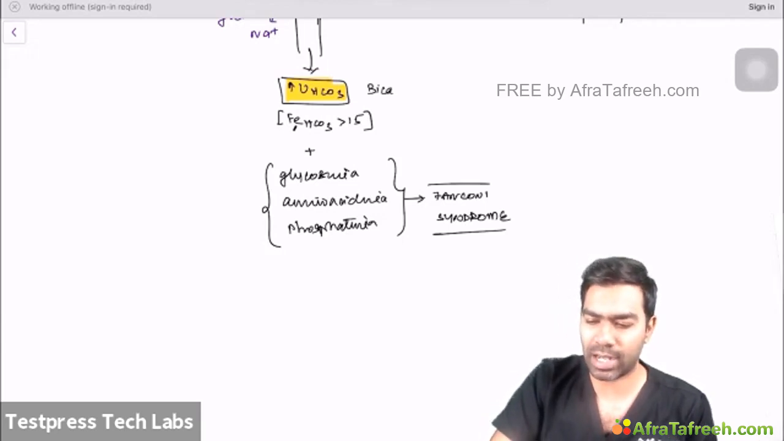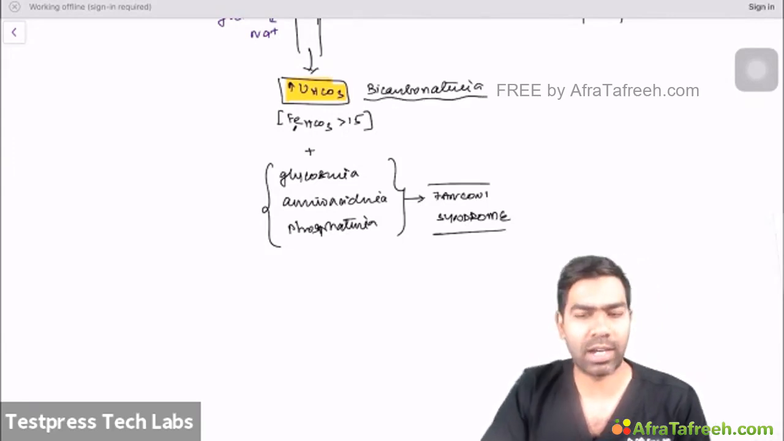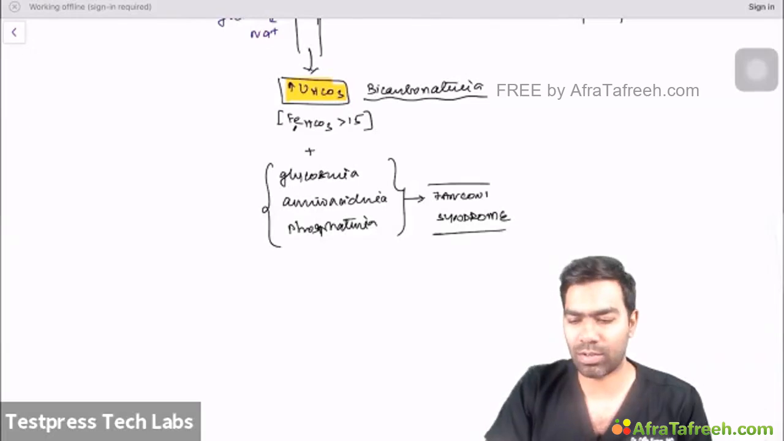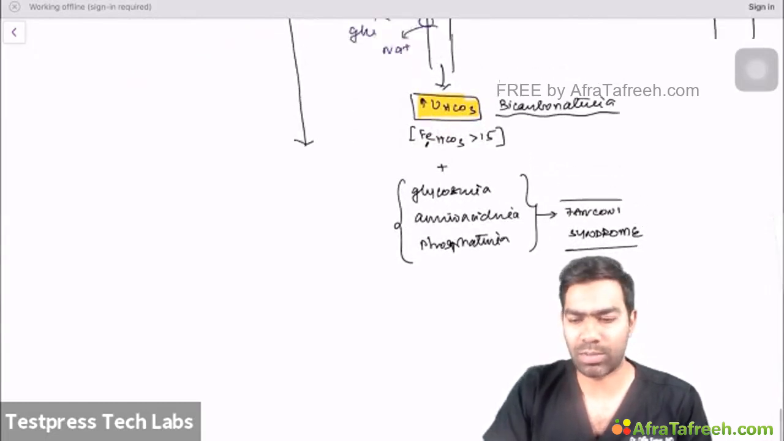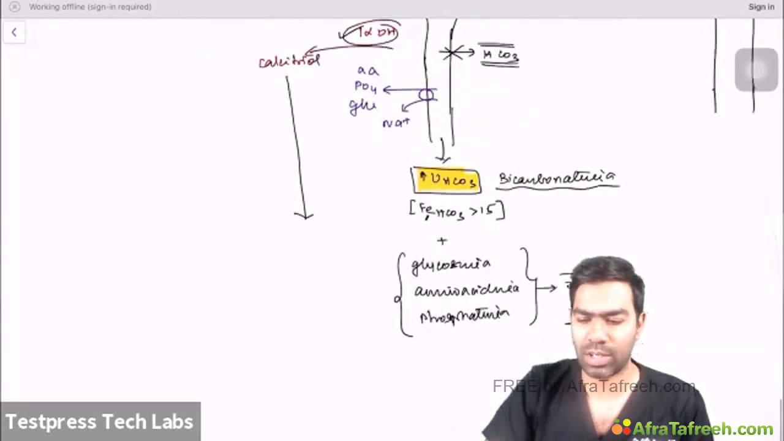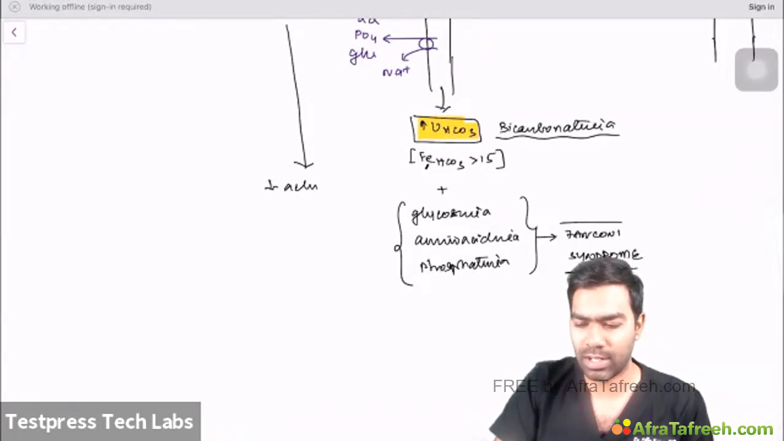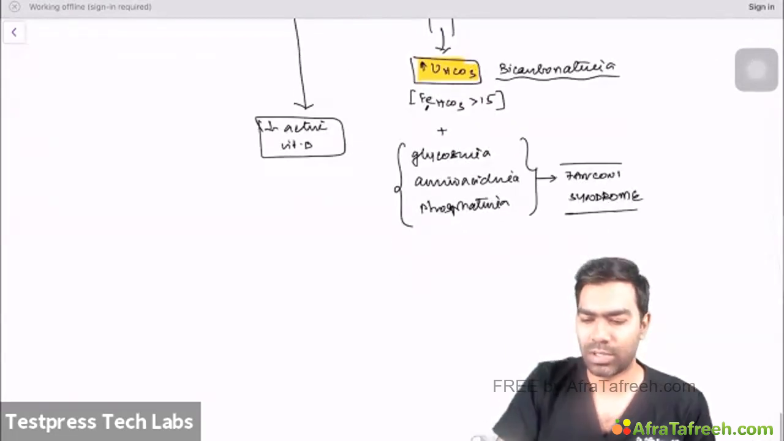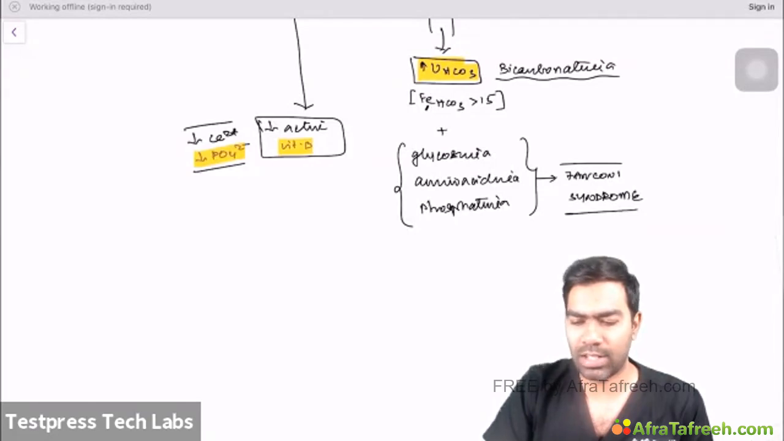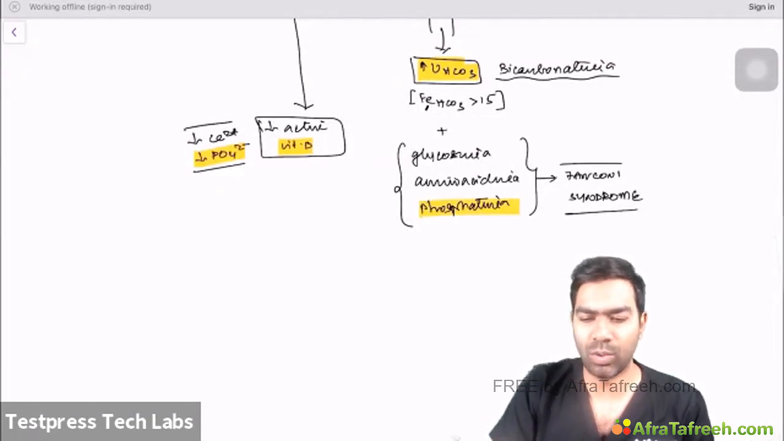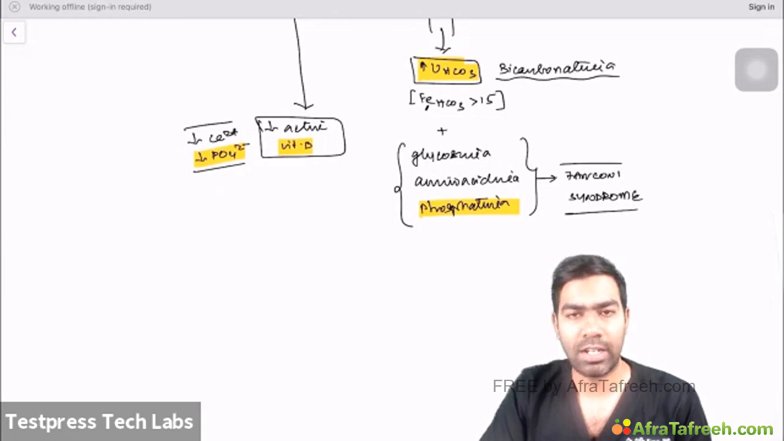So the basic criterion to call it a proximal RTA is bicarbonaturia, but the patient may have an associated Fanconi syndrome. A few patients may also have an associated calcitriol defect, because they may not produce a sufficient amount of 1-alpha hydroxylase. So they might have a low active vitamin D state in the body. Whenever they have low active vitamin D, they might have a lower calcium and a lower phosphate because of that. Remember, the low phosphate can be due to either this vitamin D problem or this phosphaturia, losing phosphate in the urine, which may also result in low phosphate in the blood.